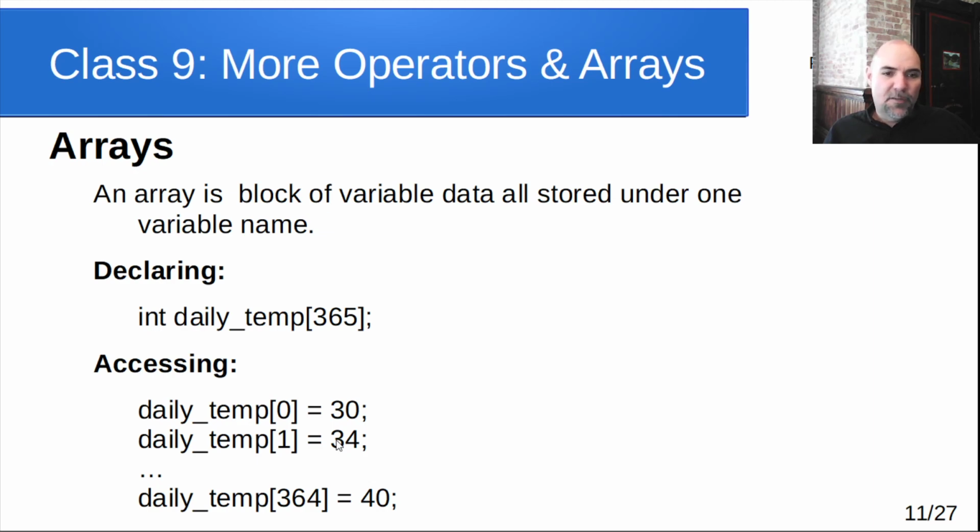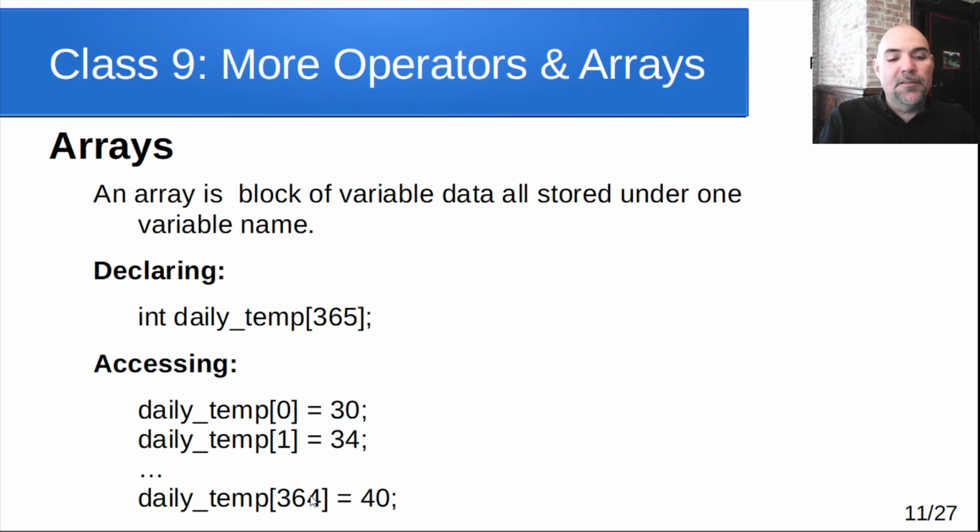Now, in the C language, an array is a block of variable data all stored under one name. Rather than dig into that further right now, let's look at an example. To declare one, you still use the same type that you're used to, you give it a name, just like any other variable, but you tell how many cells you want reserved. So this single line is creating space for 365 integer variables, and all 365 are stored under this name, daily_temp. Then to access them, we use the square bracket notation to index them.